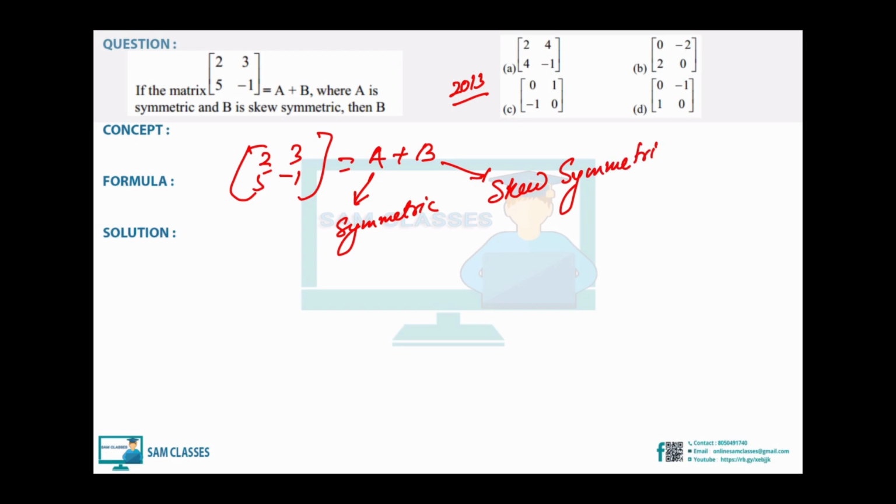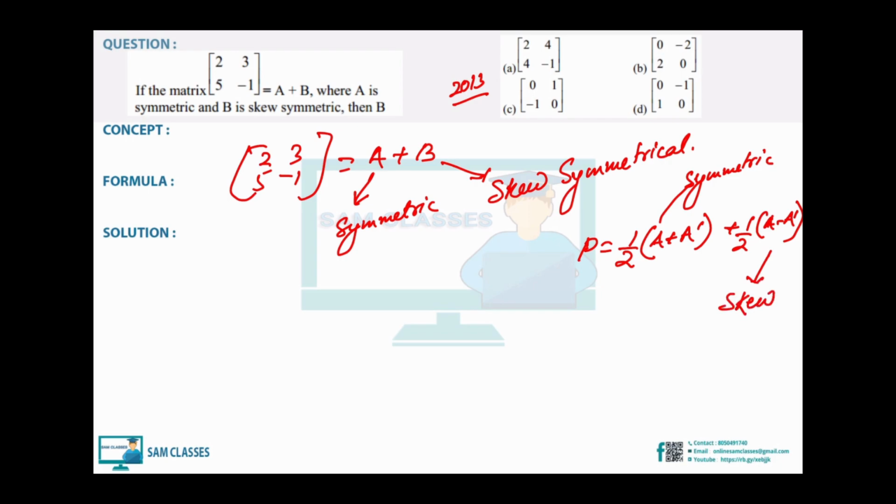This question can be solved in a very simple manner. So let's see. Any matrix can be written in the form of what? Symmetric and skew symmetric. So half of A plus A transpose is the symmetric part, plus half of A minus A transpose is the skew symmetric. This kind of concept is repeated pretty much a lot of times, students. This is a 2013 question paper.